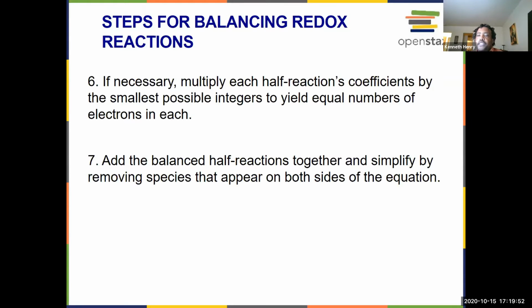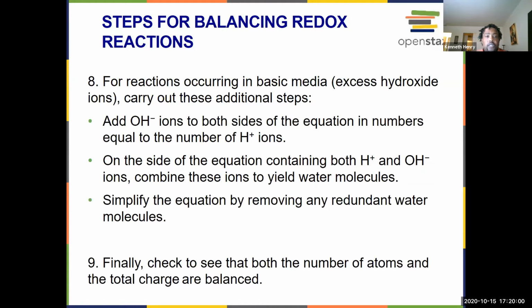Now, if you have a situation where you have a basic solution, so it says it's specifically basic, then in this case you're going to add the OH, the hydroxide ion, to both sides of the equation to equal the number of H pluses. Okay, so you're going to go through that whole step, everything that you did, but now you're just going to add the OHs to equal the number of H pluses.